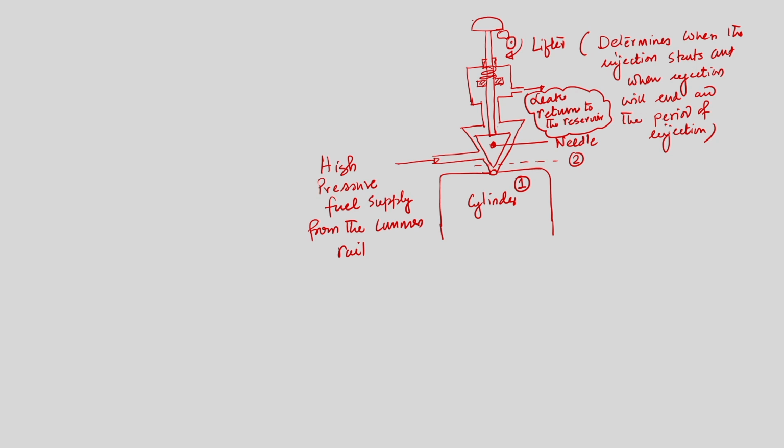Now, what we can see is that the needle is a spring loaded valve. The normal tendency of the needle will be to remain seated on the orifice, so that the fuel passage will be blocked. Now, when high pressure fuel is coming from the fuel supply line, if I try to draw this line, the high pressure will have two different components.